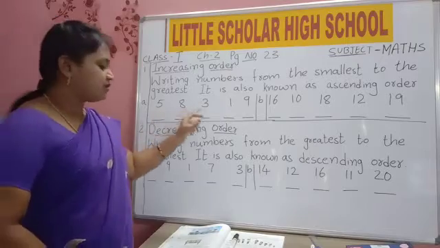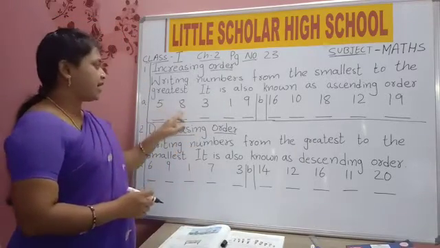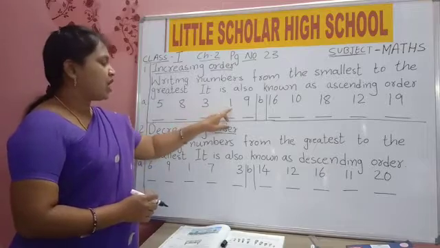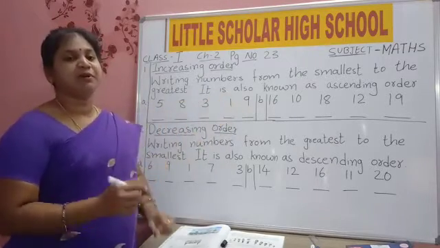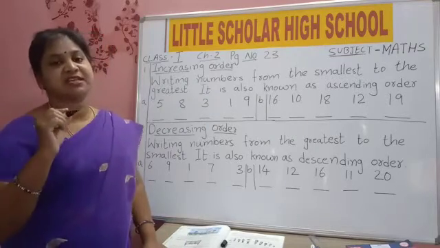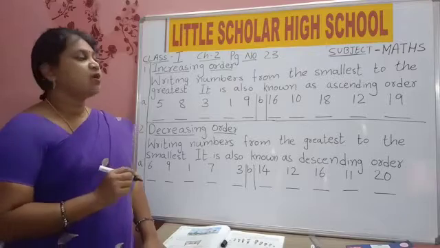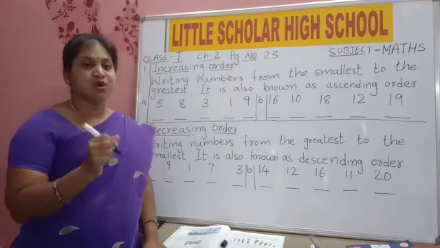So first we will read out the numbers. Come on, read the numbers. 5, 8, 3, 1, 9. Among these numbers, which is the small number? When you write 1, 2, 3, 4, which number comes first? That is the small number. Understood children? When you write numbers, which number comes first? That is the small number.